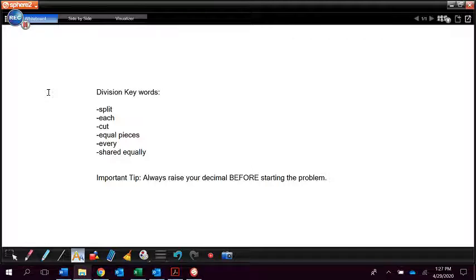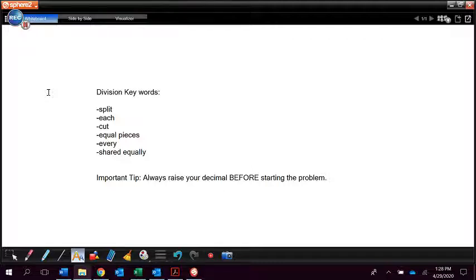So again, right away when you see these words, you can think, okay, maybe I'm going to be doing division. You always want to make sure you read the problem twice if you have to, three times if needed, to understand exactly what it is that you have to do. These are just some of the keywords that might help you know what to do. Some of the keywords are split, each, cut, equal pieces, every, and shared equally. Again, these are not all of them. These are just some common ones that you usually see in word problems that also tell us that more than likely we're going to be dividing.